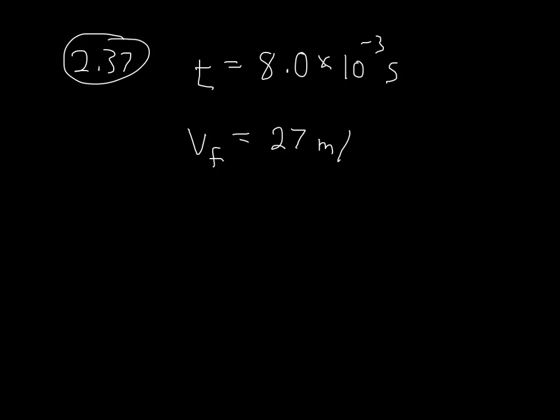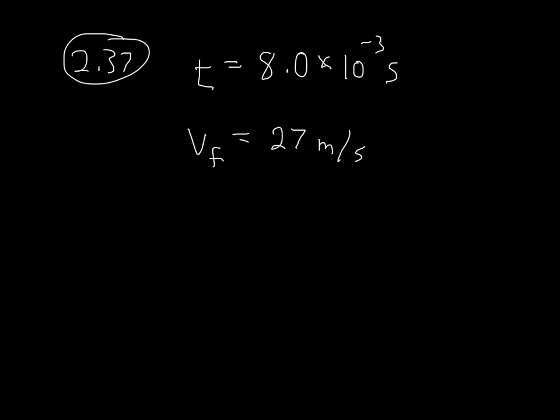We have a football player that kicks a stationary ball and sends it flying. Slow motion photography shows that the ball is in contact with the foot for 8.0 times 10 to the negative 3 seconds. So right away I have some time. And the ball leaves the foot with a speed of 27 meters per second. So I'm going to call that V final because the ball is leaving your foot. V final of 27 meters per second.